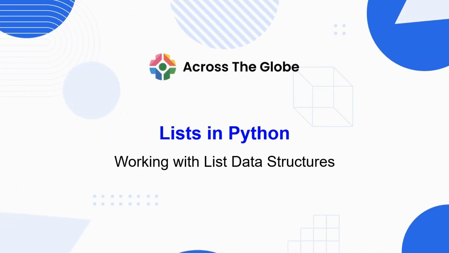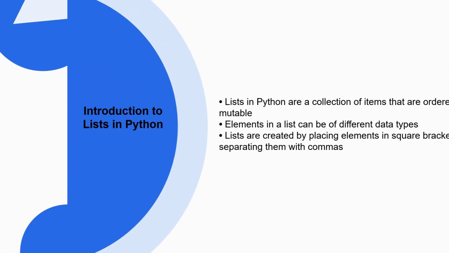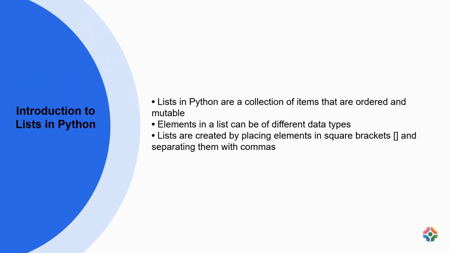Today we will learn about lists in Python. Lists in Python are versatile data structures that allow storing multiple items in a specific order. These collections can contain diverse data types within the same list. Lists are created by enclosing elements within square brackets and separating them by commas.